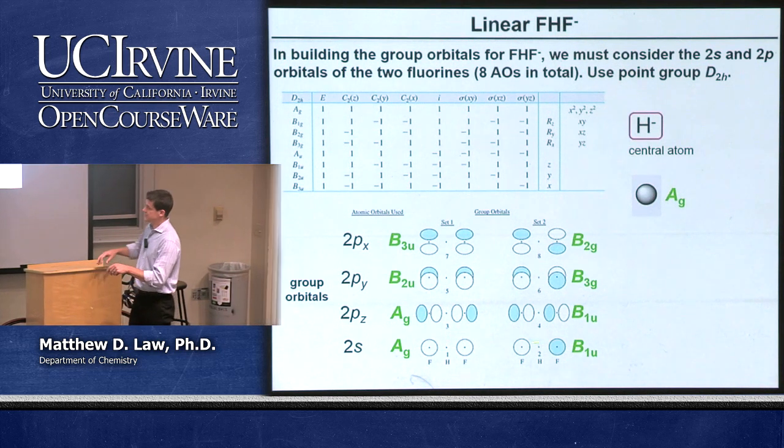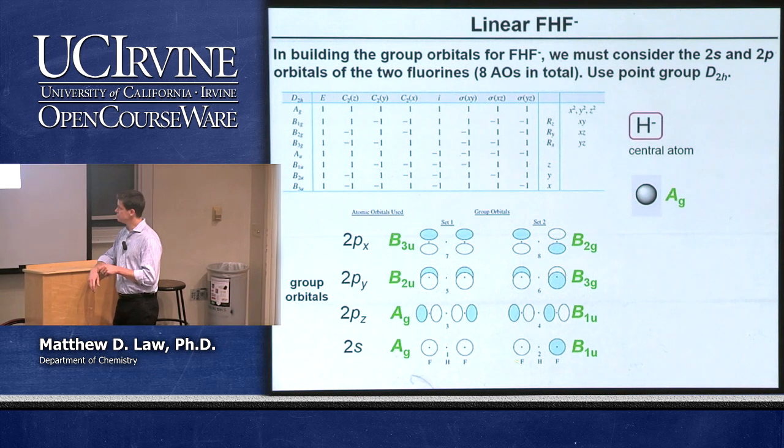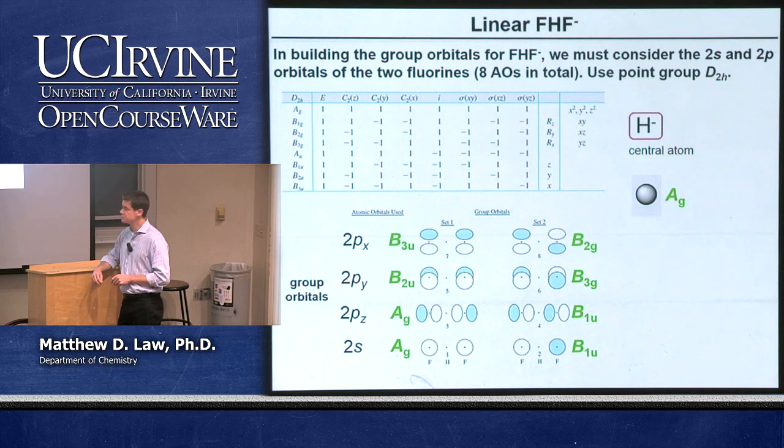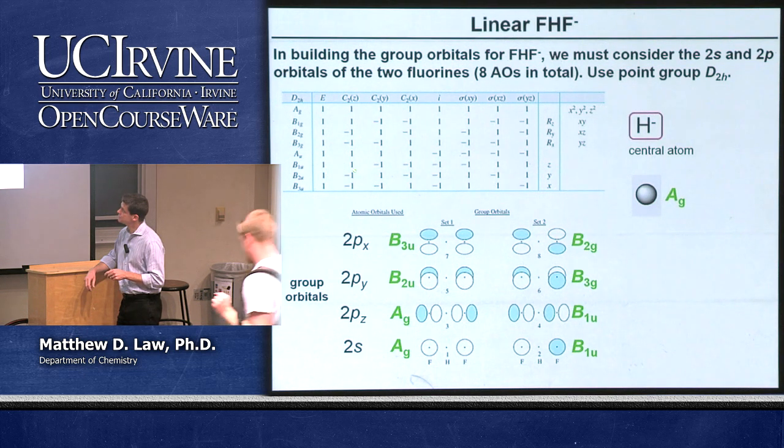So let's look at one that's not so simple. Let's look at the B1u here. This is the difference in the two s orbitals from the fluorines. Why is it labeled B1u? Well, we can go down the different symmetry operations. Under E, nothing happens, of course. Under C2 along the z, it's unchanged, and so it's a character of 1. So far that's consistent with B1u.